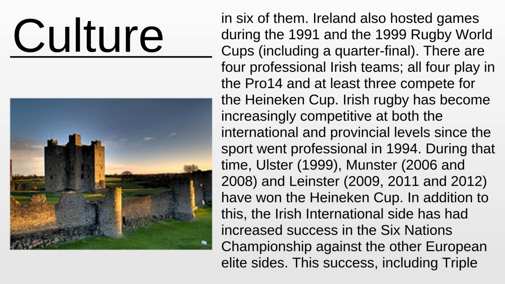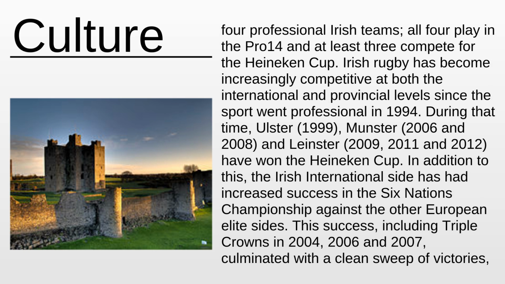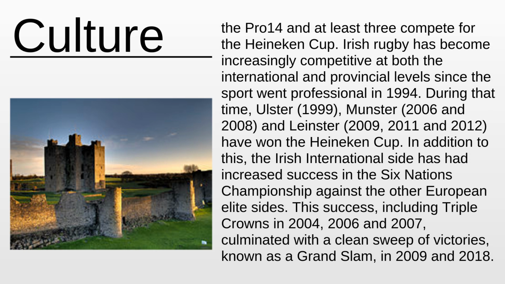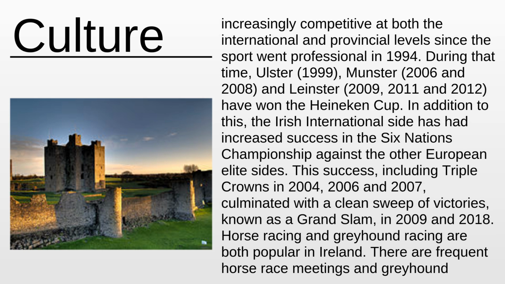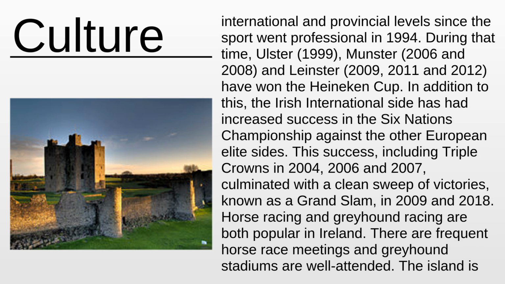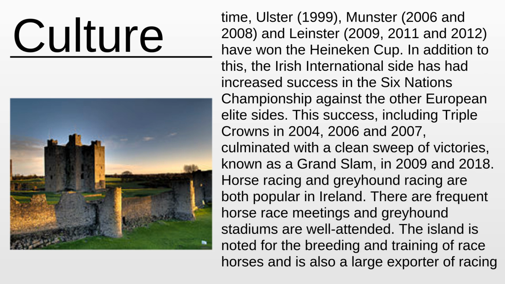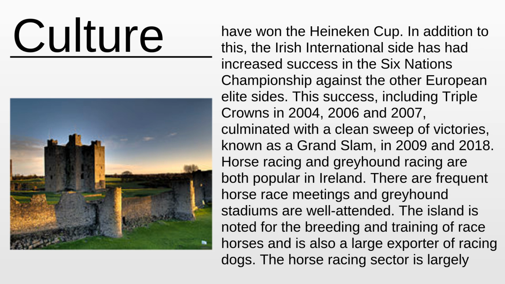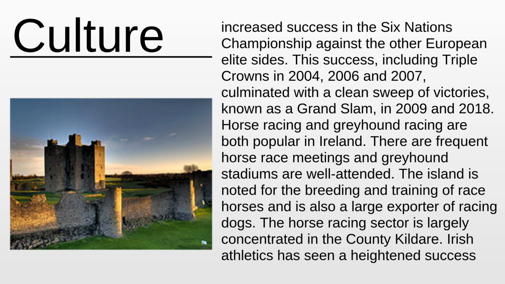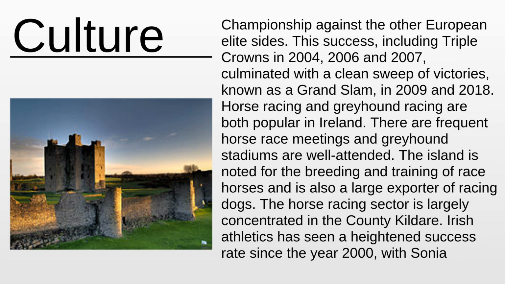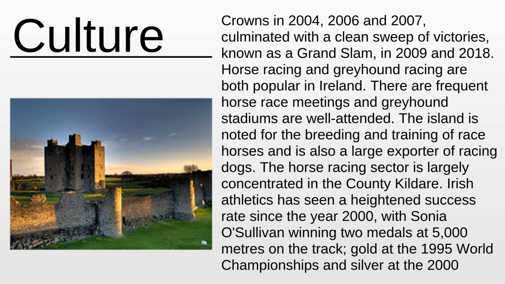Heineken Cup. Irish rugby has become increasingly competitive at both the international and provincial levels since the sport went professional in 1994. During that time, Ulster (1999), Munster (2006 and 2008), and Leinster (2009, 2011 and 2012) have won the Heineken Cup. In addition to this, the Irish international side has had increased success in the Six Nations Championship against the other European elite sides. This success, including Triple Crowns in 2004, 2006 and 2007, culminated with a clean sweep of victories, known as a Grand Slam, in 2009 and 2018.